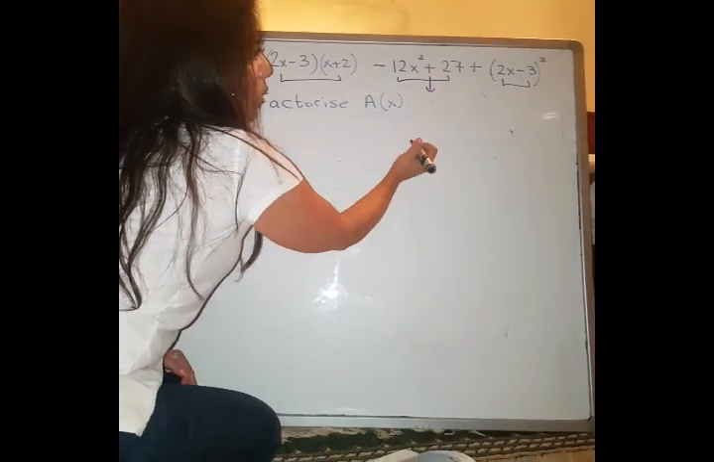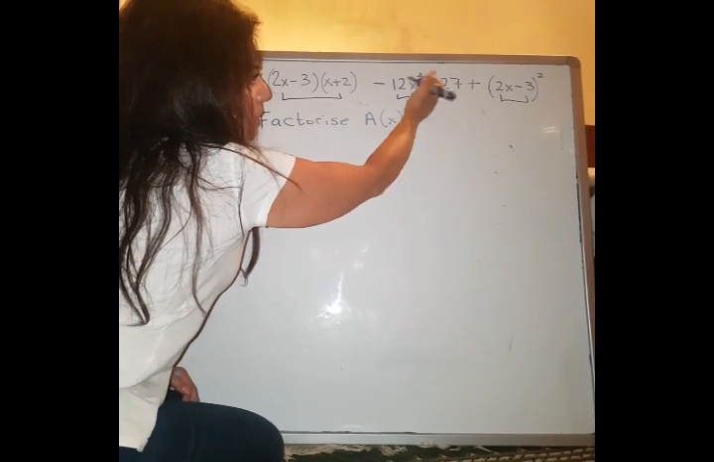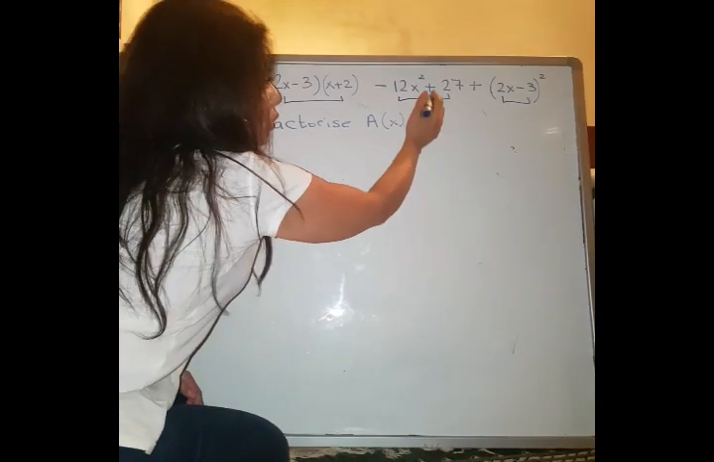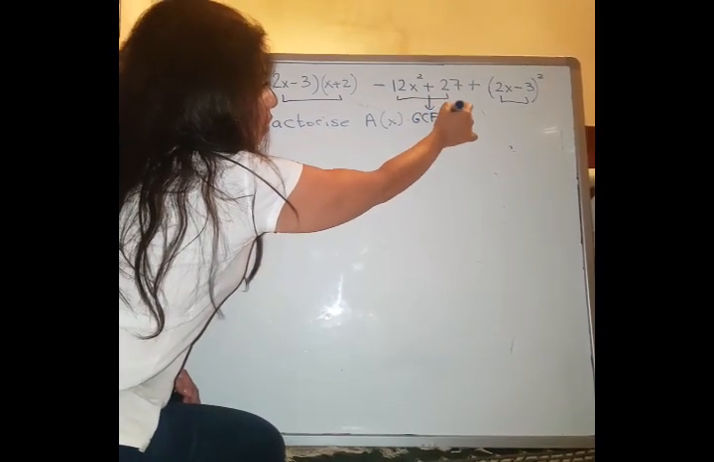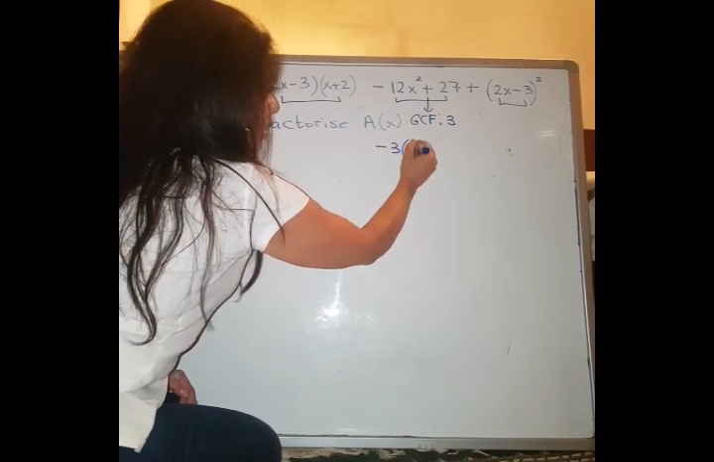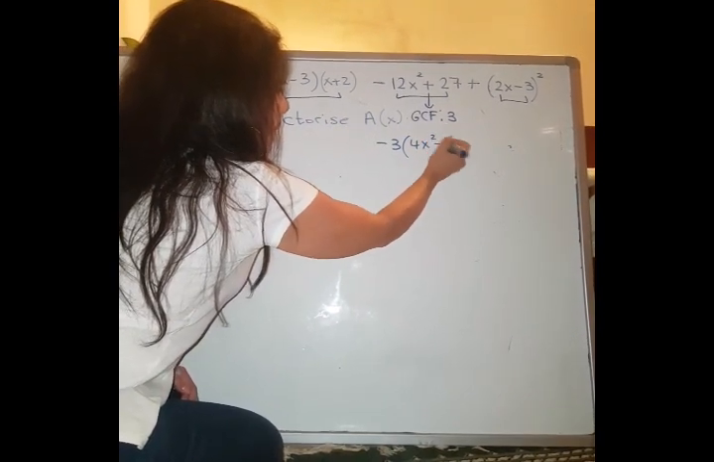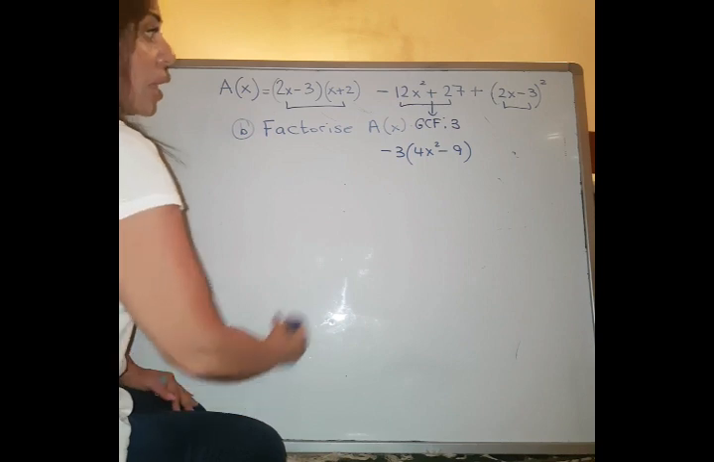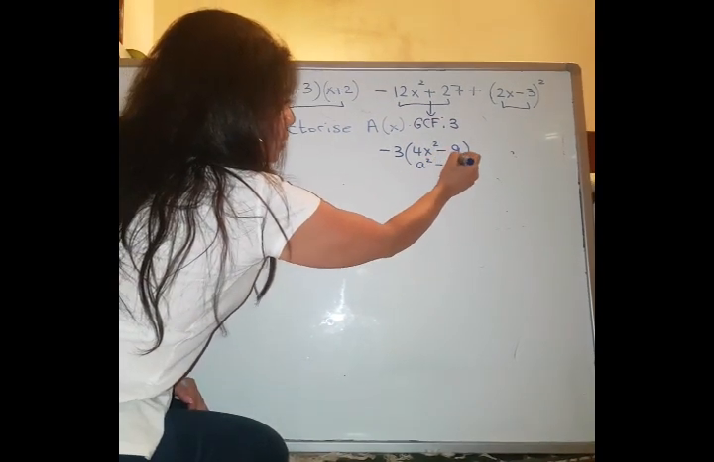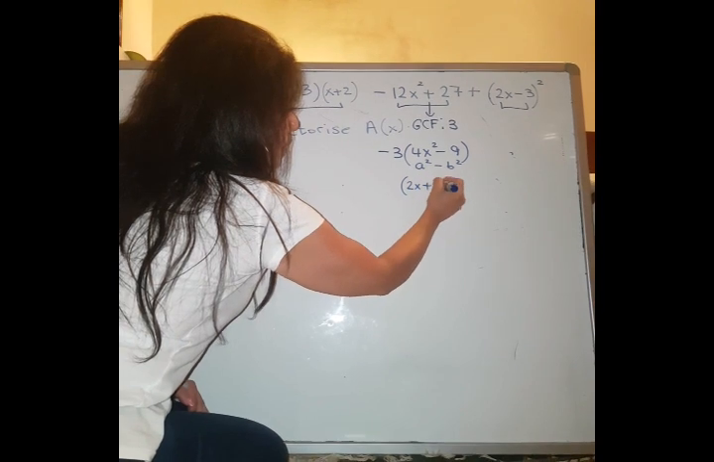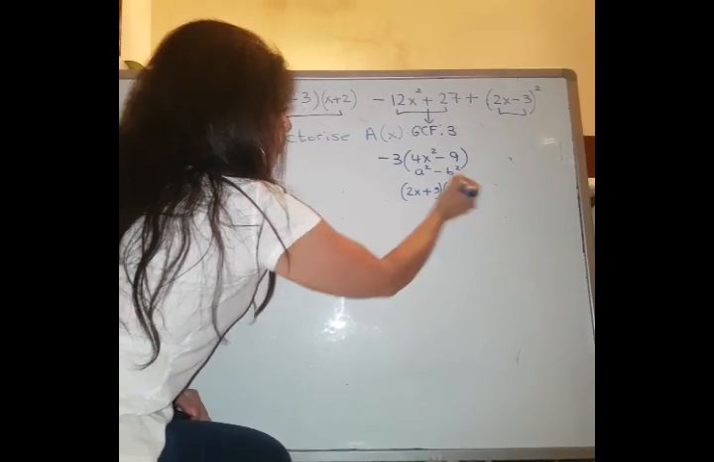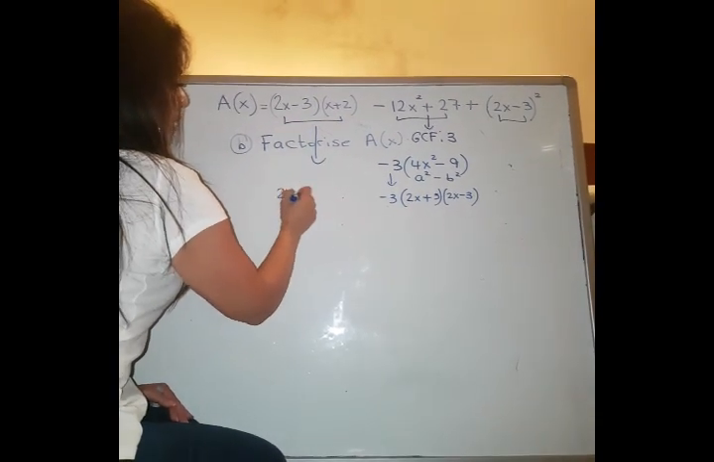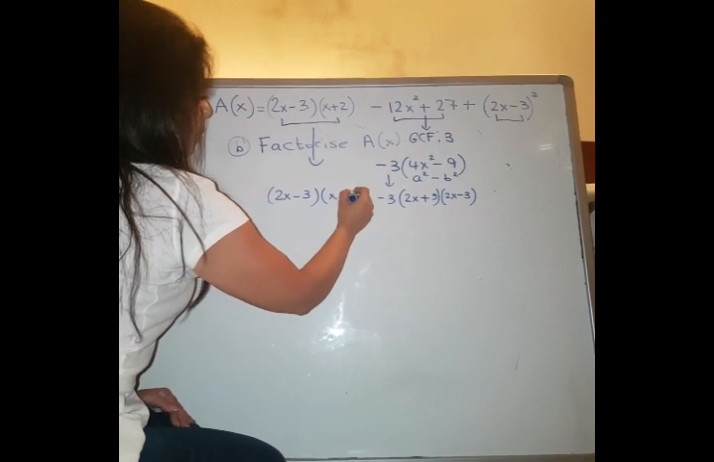Part 2, what does it remind you of? a² - b², because it's made up of 2 terms, but 12, I cannot take its square root. 27, I cannot take its square root. So there's something missing. There's a GCF of 3. I put my 3 outside. 4x² - 9, because 27 divided by a negative 3 is minus 9. And now this is an a² - b², which is a (2x + 3) and a (2x - 3). I bring down the negative 3 here. I bring down my first part as it is, (2x - 3)(x + 2).